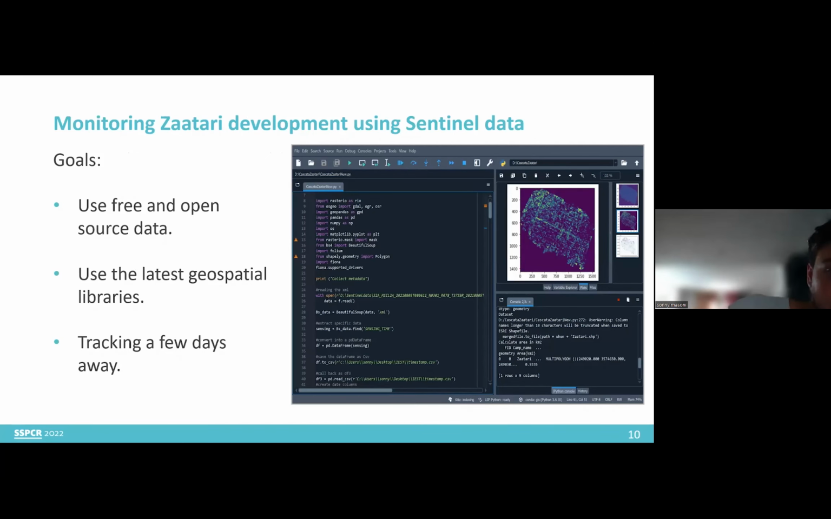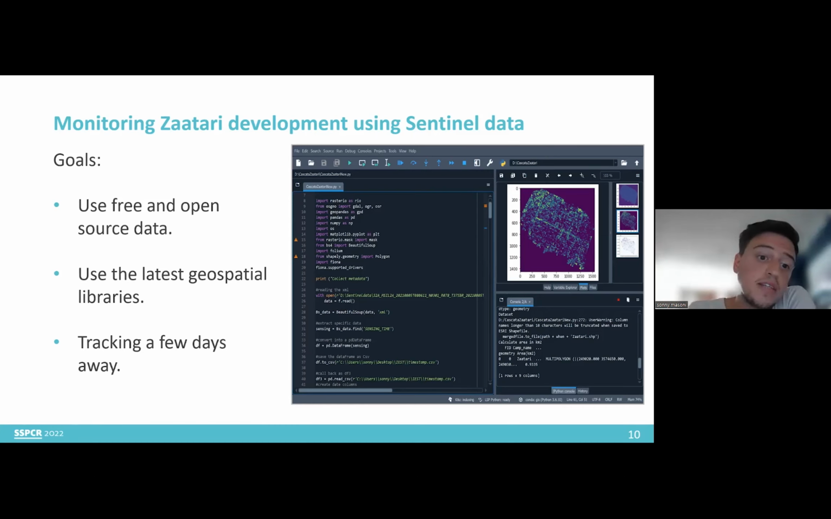So let's focus on our work. We decided to monitor Zaatari's development using Sentinel data, more precisely Sentinel-2 data, creating a pipeline inside an IDE called Spyder, in order to follow some objectives. The first one was to use free and open source data. Sentinel gave us the possibility to do that, and also, with the implementation of the Sentinel API, to create a pipeline that operates on its own.